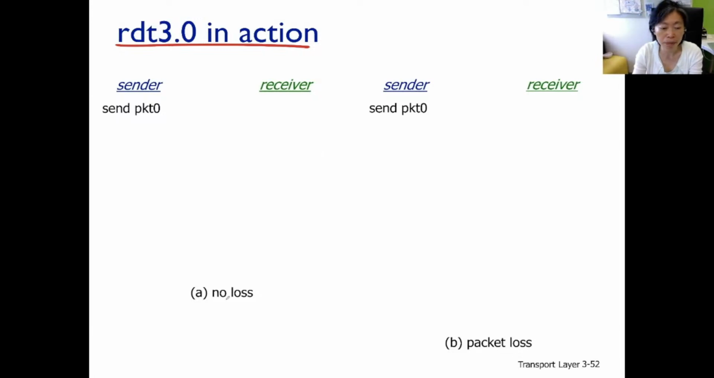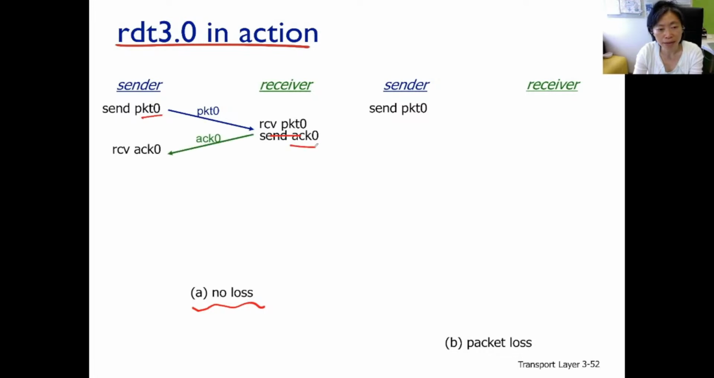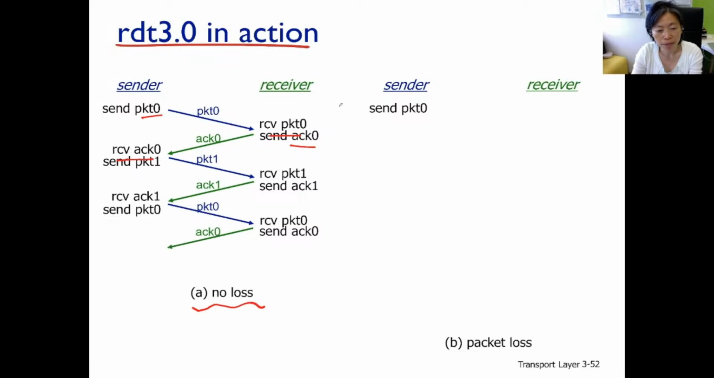So scenario number 1 here is the no loss scenario. So everything is going well. Data, ACK. So you see, packet 0 being sent, the receiver here receives 0 and sends back ACK 0. ACK arriving at the sender side, receive what? Move to the wait for call from above for packet 1 state. So send packet 1, ACK 1, send packet 0, ACK 0, and go on and on. So this is a very straightforward scenario.